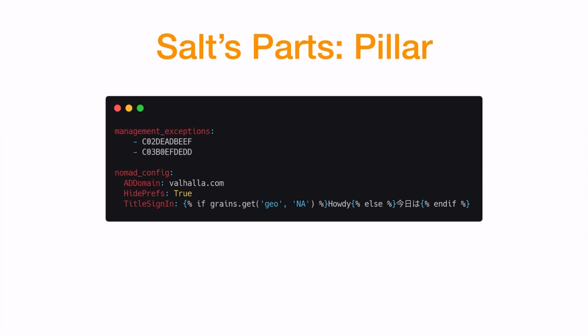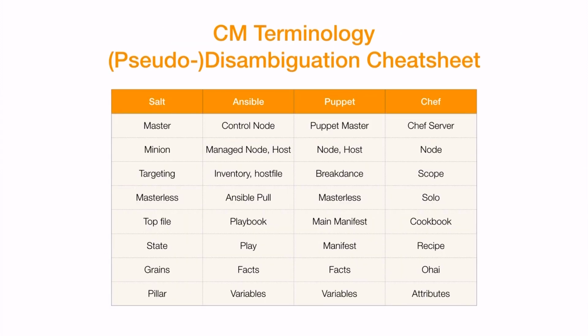The final part of Salt that I wanted to show was pillar, and that is just data. And like I said, the grains are running Python code on the client to detect stuff about the client. The pillar is just static data that you've given in the repository, and it ships with it. So these are just some examples of, there's management exceptions. Here's a couple serial numbers that we might want to use later. Here are some preferences that we might want to set. It's free form, whatever kind of data you might want to ship. And then I just felt obligated to put the configuration management terminology, pseudo disambiguation cheat sheet up.